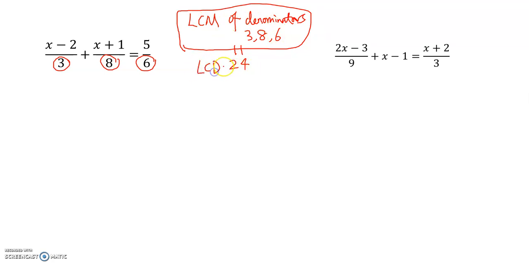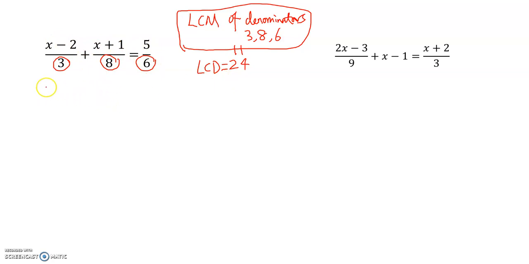Now, after we found the least common multiple of all the denominators, we do have a new name for this. We call it the least common denominator, because it's the least common multiple of the denominators. So we call it LCD, which is 24. And what we can do is take 24 and multiply each term by 24.